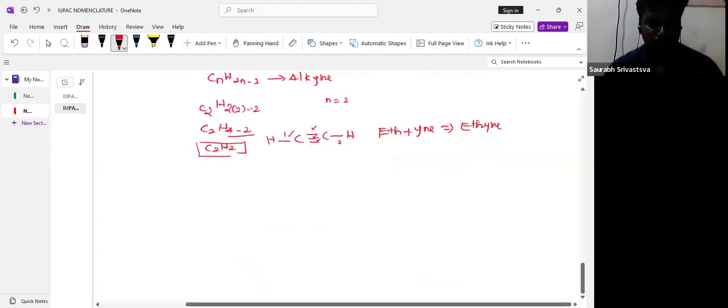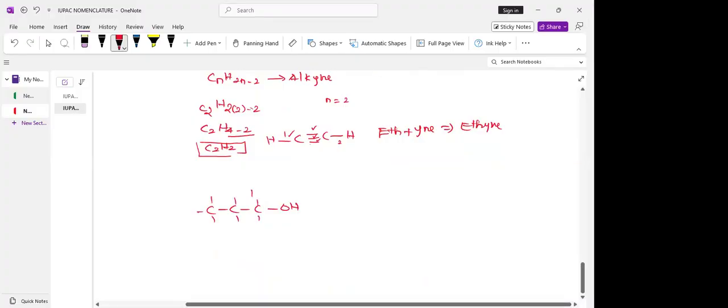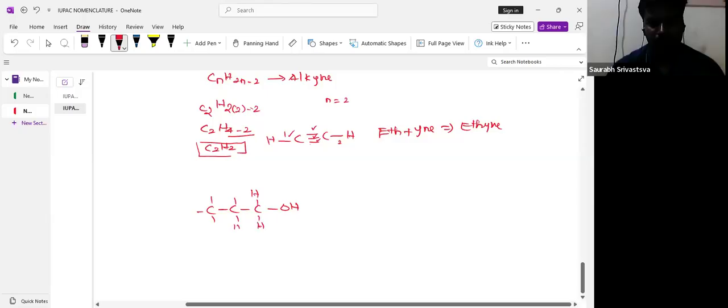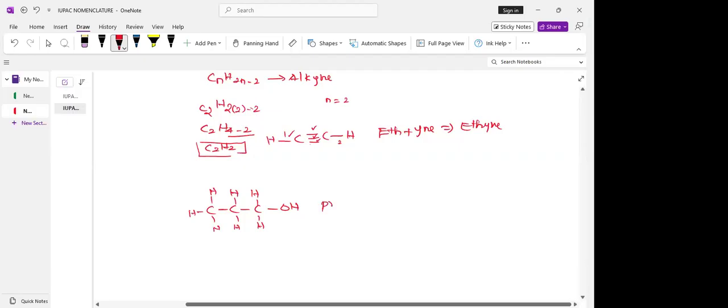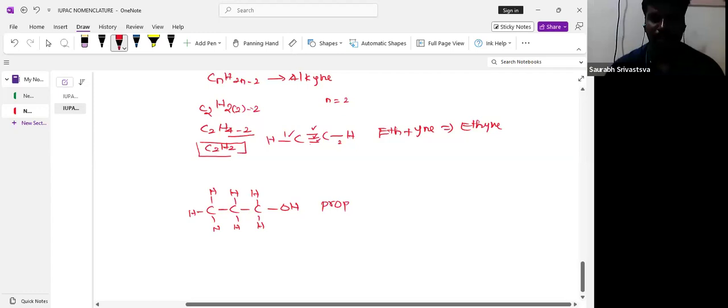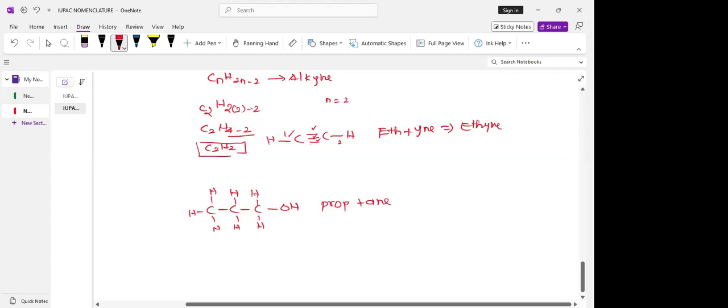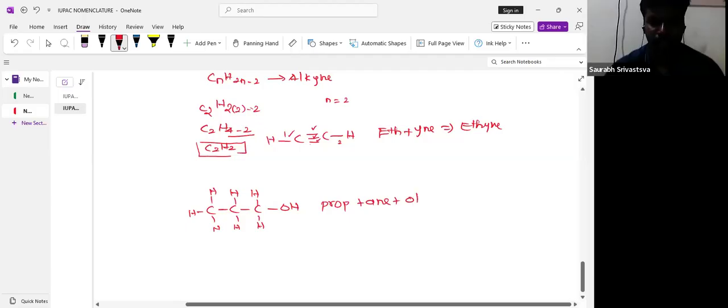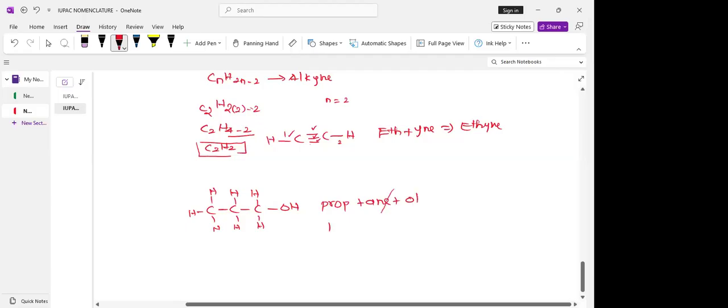First carbon, second carbon, third carbon with OH. Then what is the name of the compound? Pro. This compound name, what is that, sir? Propane, and next to it OL. Correct? This E you have to remove. Then what is that? Propanol.